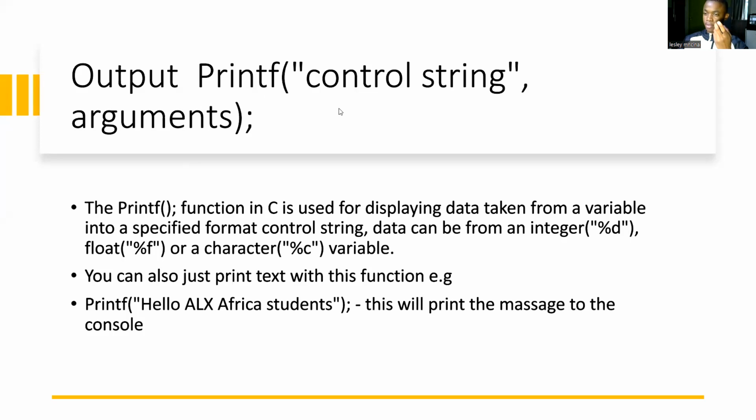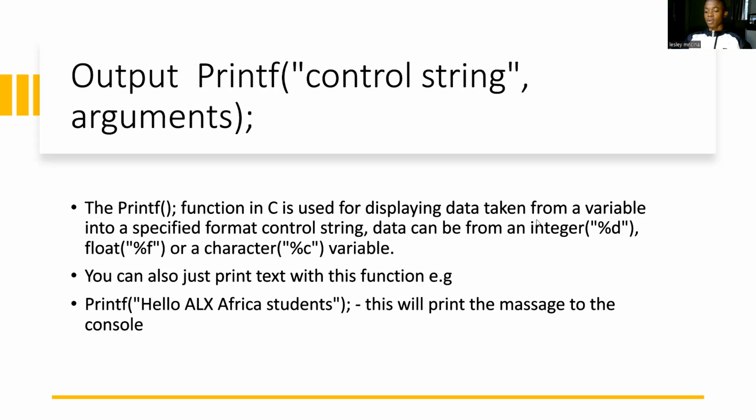So same with scanf for input. We have a control string, okay? And then we have the arguments. So the syntax is pretty much the same. The only difference is the print and the scan. Okay, so we have the control string and the arguments. This one's for the output, displaying data. The printf function in C is used for displaying data taken from an existing variable.